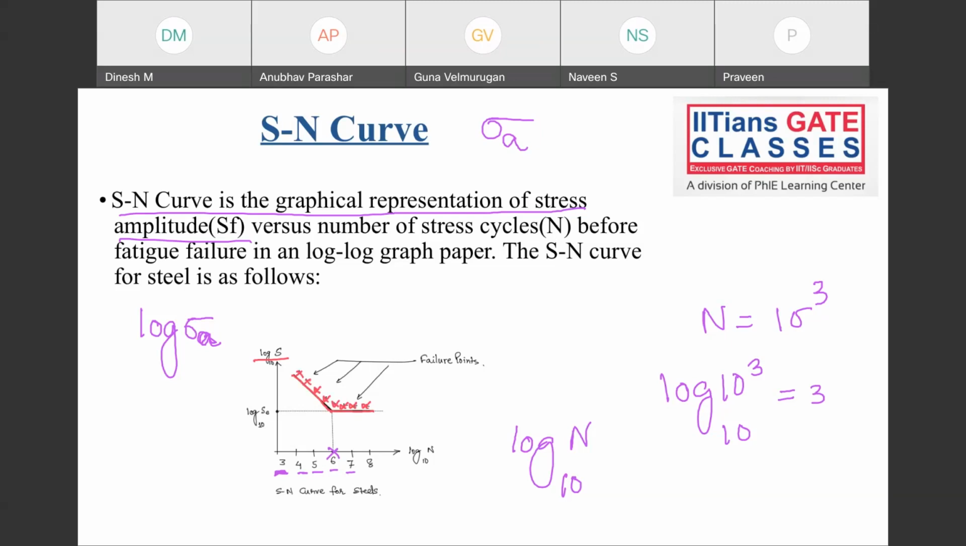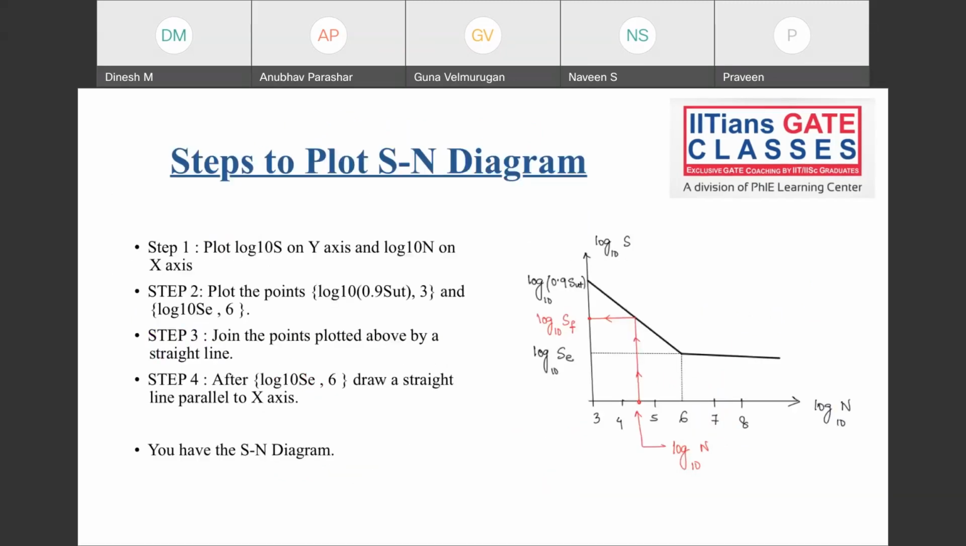So what kind of question can be asked? Let us go on to the next diagram, that is, steps to plot the SN diagram. You'll have a better understanding here. So how to plot the SN diagram?